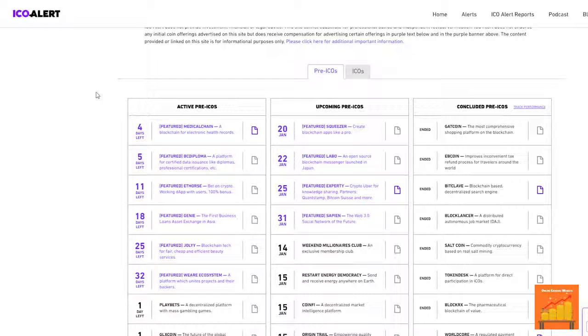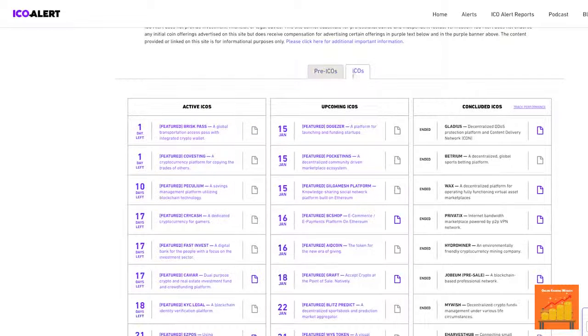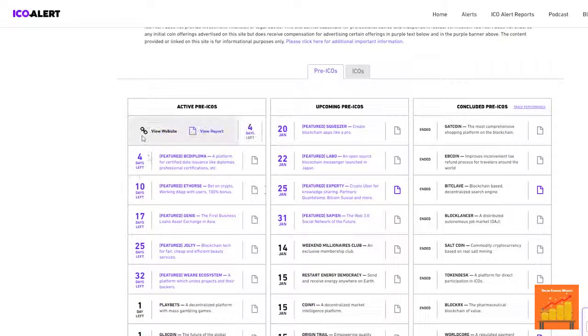Because with this website, the beauty of it, the pre-ICO, ICO, tells you how many days are left. If you look, every time you highlight one of these ICOs, the ICO listed right here will give you a brief overview. This top left one, featured, Medical Chain, a blockchain for electronic health records. If you think to yourself, electronic health records, that sounds like something very, very useful, you might be interested in looking at this ICO. So let's look at that.